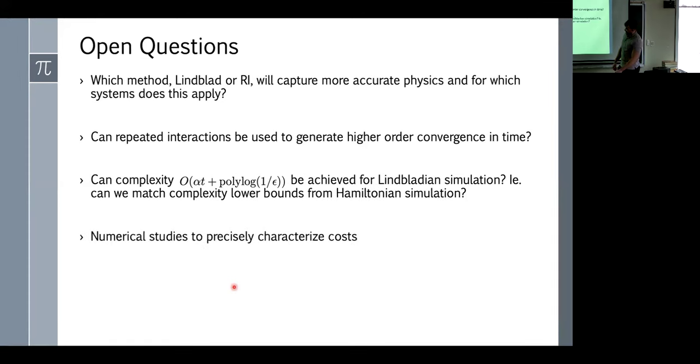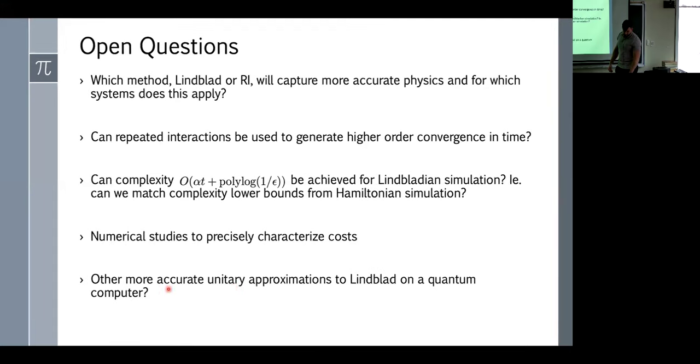And then everything I did was in this big O notation, but when we're actually thinking of how hard these are going to be to implement one day, we want to precisely characterize costs. So numerics is also an important thing to do on this front. And the last question is, are there other CPTP maps that more accurately converge to the Lindblad dynamics on a quantum computer? And yeah, that's everything.